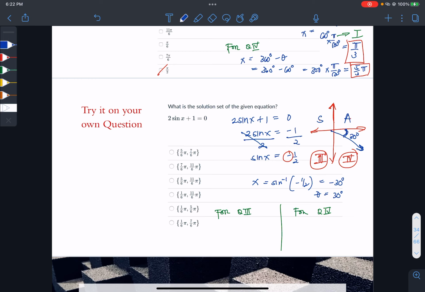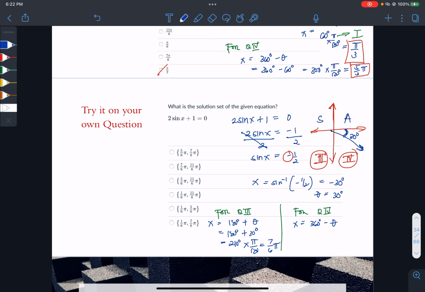So, ano bang formula natin? So, sa quadrant 3, that is 180 degrees plus theta. So, ang theta natin, tanggalin mo lang yung negative. So, plus 30, that is 210. So, times 1 ng pi over 180. So, 210 over 180. Sagot is 7 over 6 pi. Isa naman, x is, sa fourth quadrant is 360 minus theta.